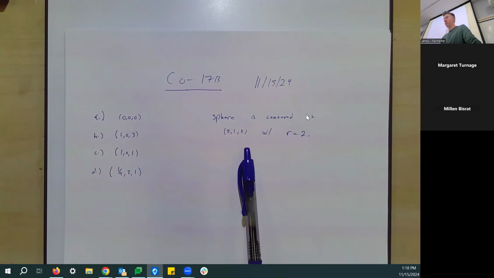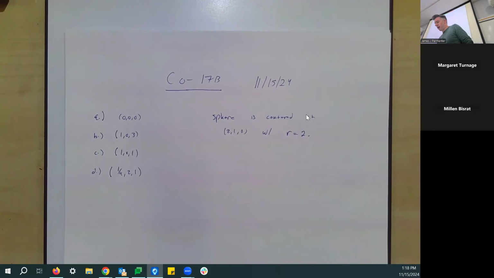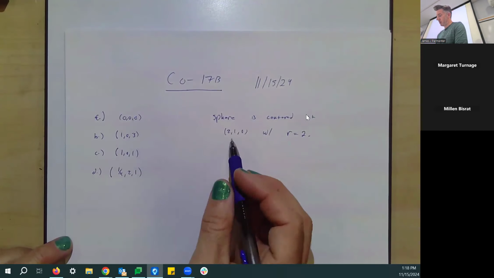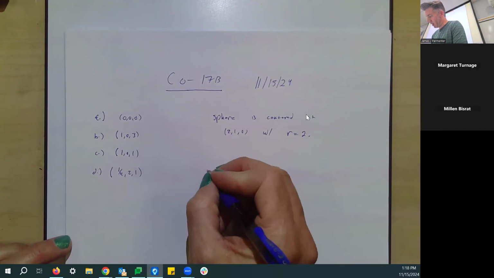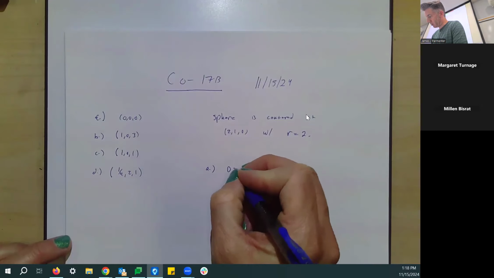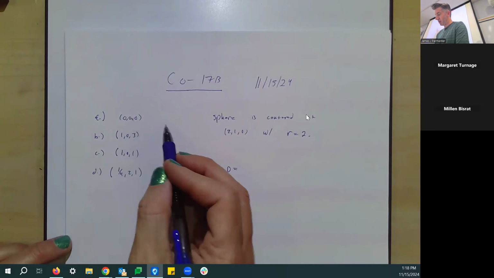(2, 1, 0). And there's a couple ways you could do this. Probably the easiest way to do it is just to find the distance between each point and the center. So is this point going to be in that? Well, let's find out.